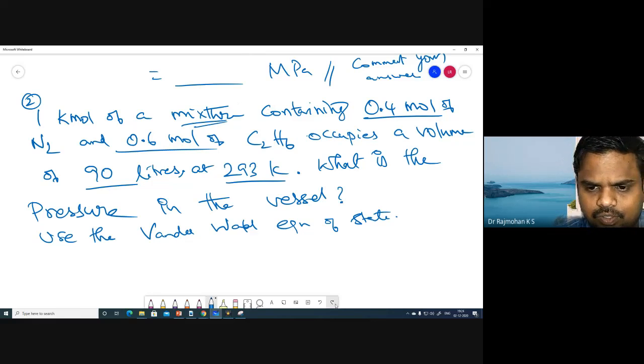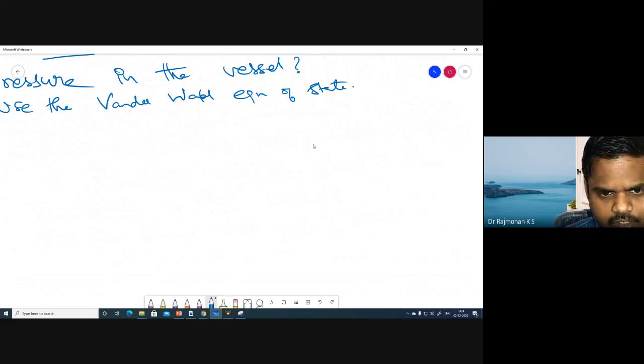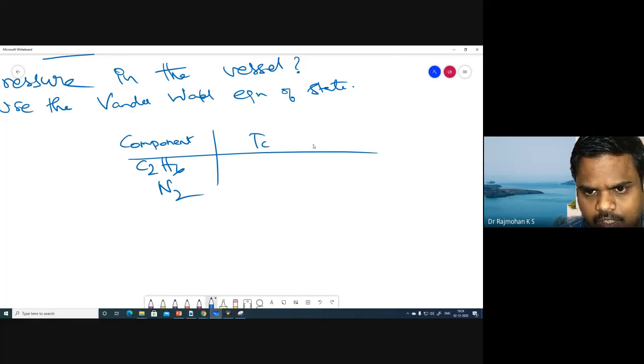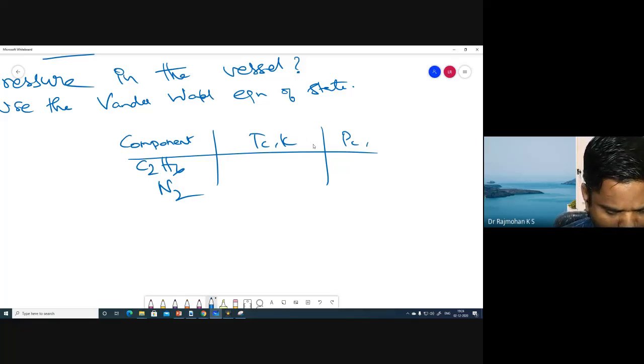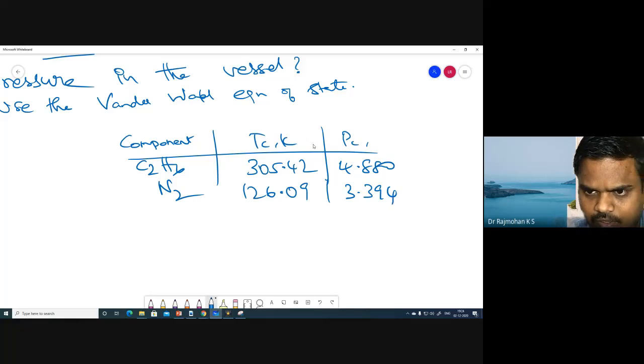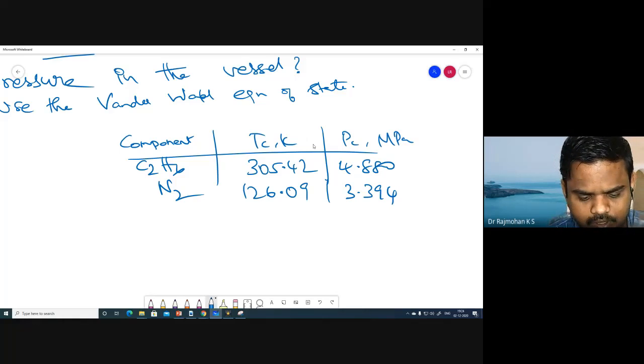Okay, so data is given. Here data for the individual components is given. For components C2H6 and nitrogen, the critical temperature in Kelvin and critical pressure are given: 305.42, 126.09, 4.880 and 3.394. I think the pressure is in megapascal.